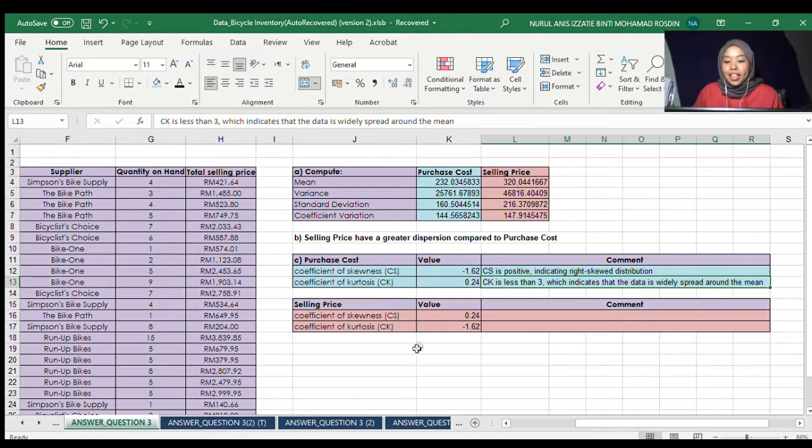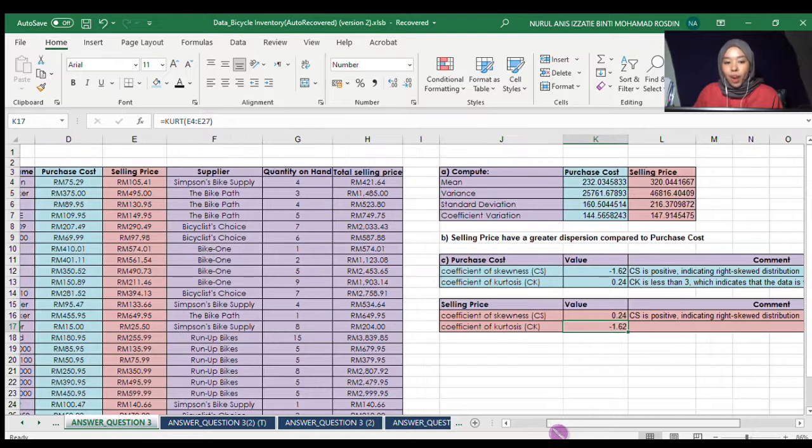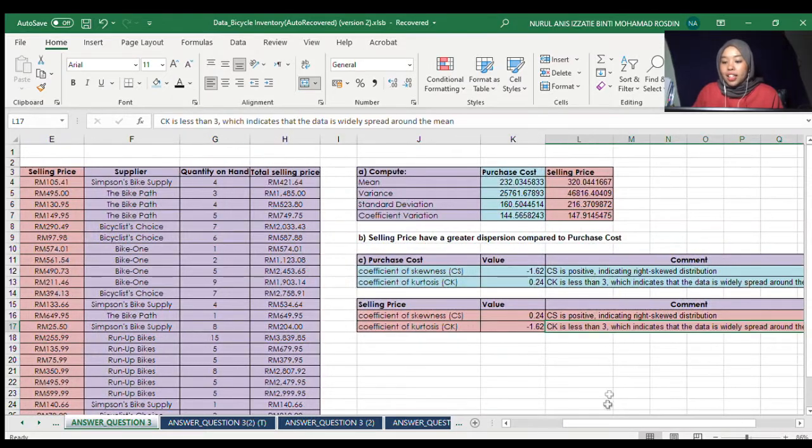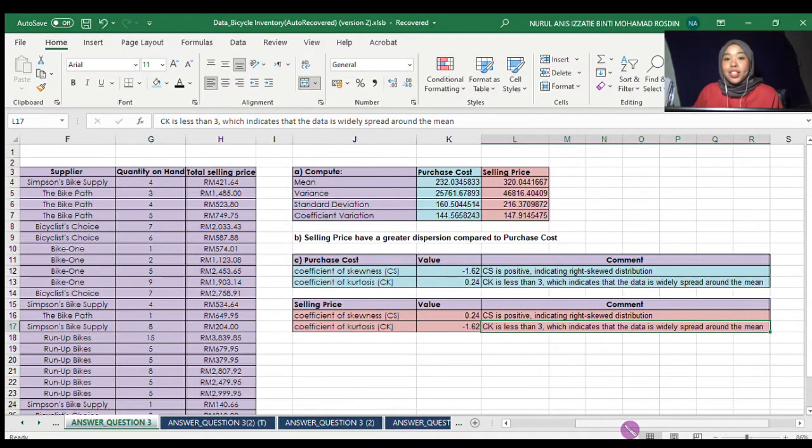And move on to selling price, CS, we use the same formula. And for the comment, CS is positive, indicate right skewed distribution. For CK, the value is negative. And we use the same formula, KURT, and drag the selling price table range. For the comment, CK is less than 3, which indicate that the data is widely spread around the mean.